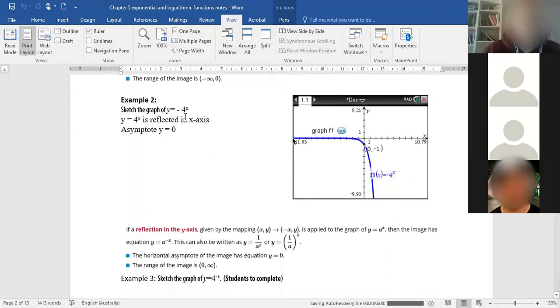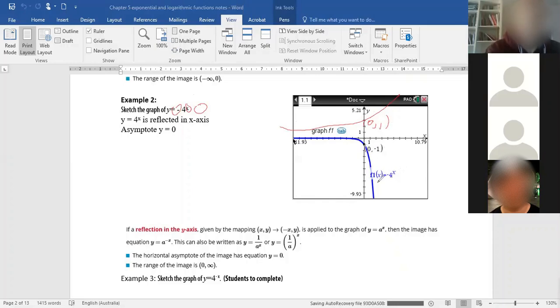This one here, sketch the graph of y equals negative 4 to the power of x. Now we know it's reflected in the x-axis because of that negative. So instead of like this, it's going to look like that, the blue one. There's no translation along the x and there's no translation along the y, so that's it. Instead of crossing at 0, 1, it's going to cross at 0, negative 1.